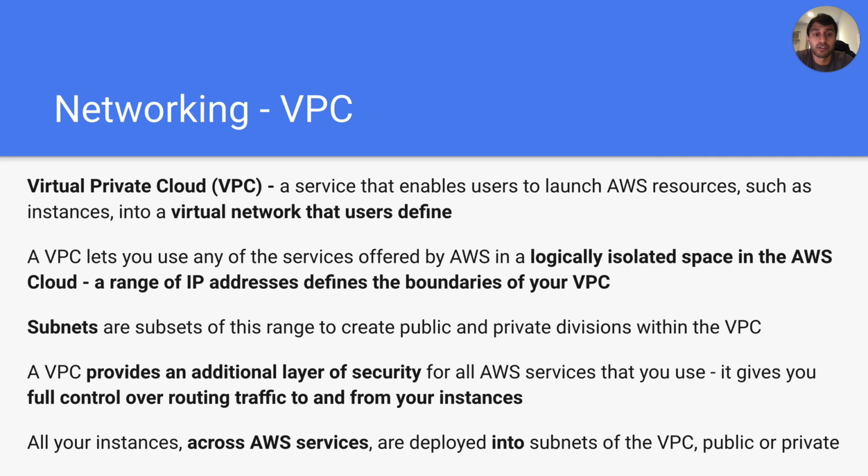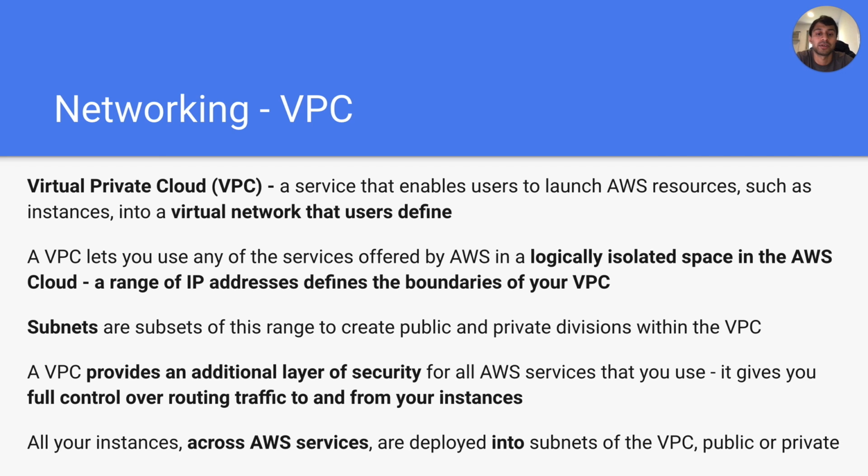Moving on to another infrastructure as a service offering, the Virtual Private Cloud. Virtual Private Cloud, known as VPC, is a service that enables users to launch AWS resources, such as instances, into a virtual network that they define. A VPC lets you use any of the services offered by AWS in a logically isolated space within the AWS cloud. So the VPC itself, in simplest terms, is a range of IP addresses that defines the boundaries of the VPC.